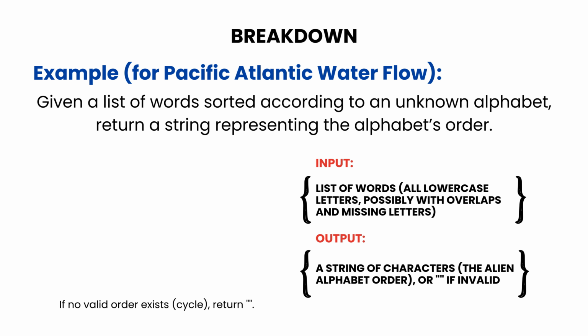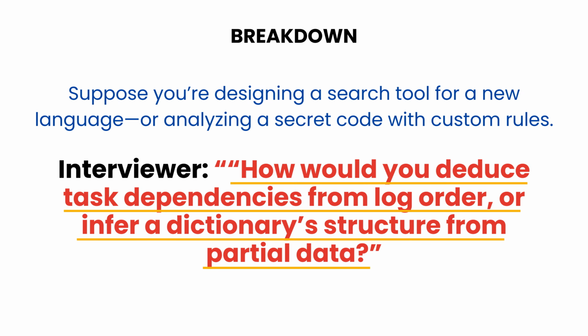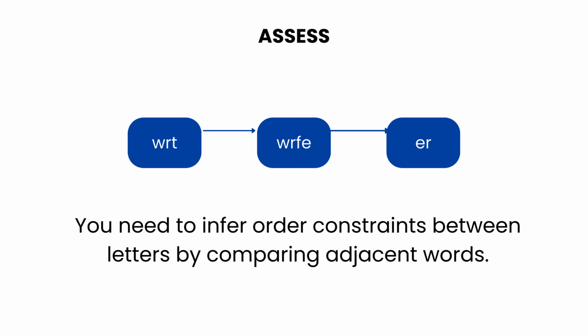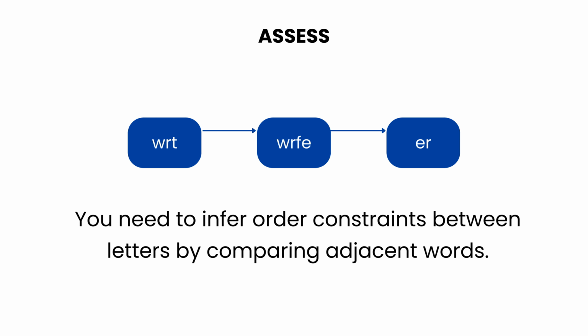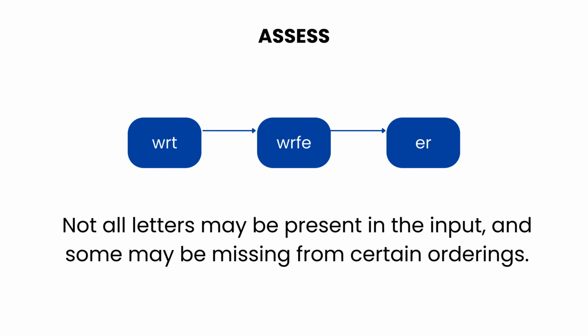or empty if invalid. Suppose you're designing a search tool for a new language, or analyzing a secret code with custom rules. An interviewer might ask, how would you deduce task dependencies from log order, or infer a dictionary structure from partial data? What's tricky? You need to infer order constraints between letters by comparing adjacent words. Must detect cycles. If two letters are required to come before each other, there's no valid order. Not all letters may be present in the input, and some may be missing from certain orderings.